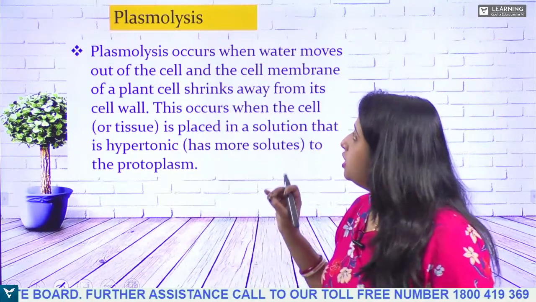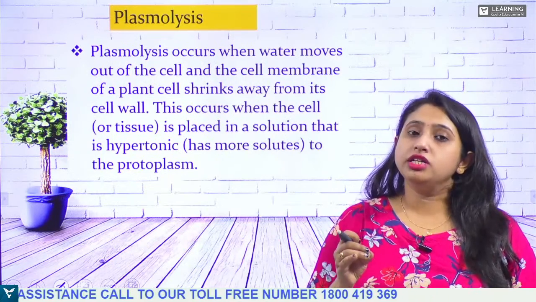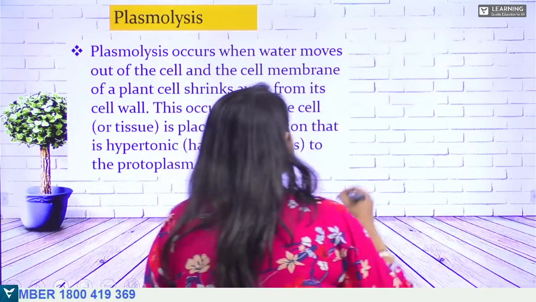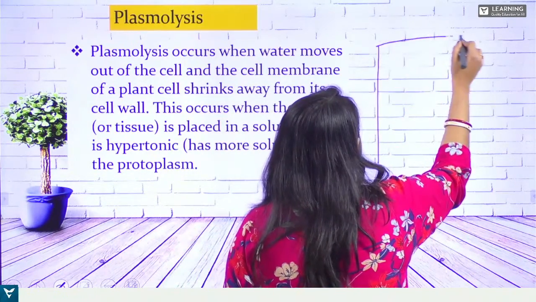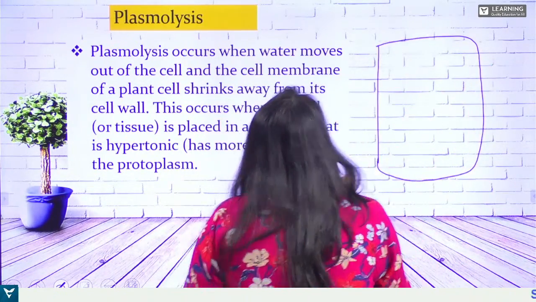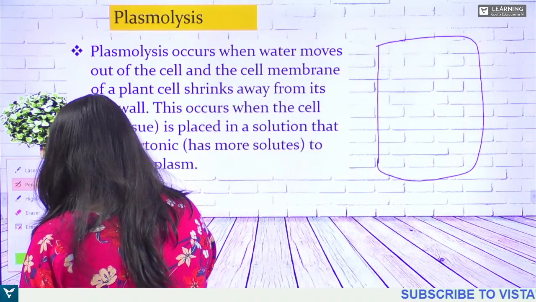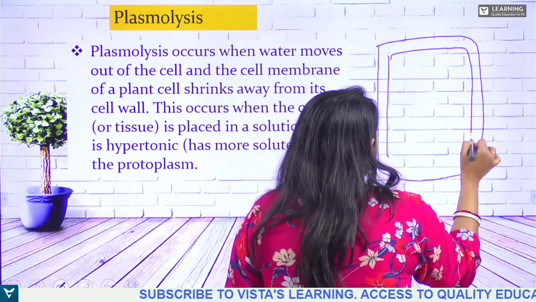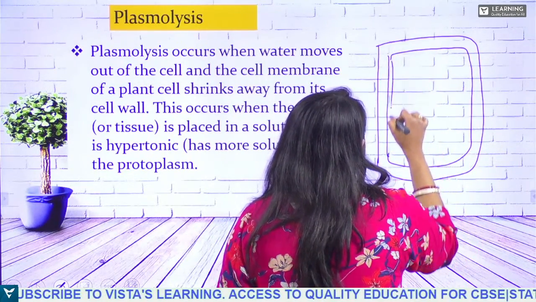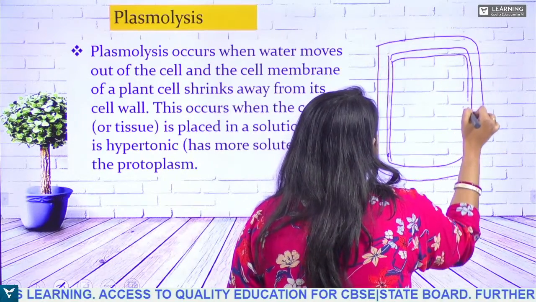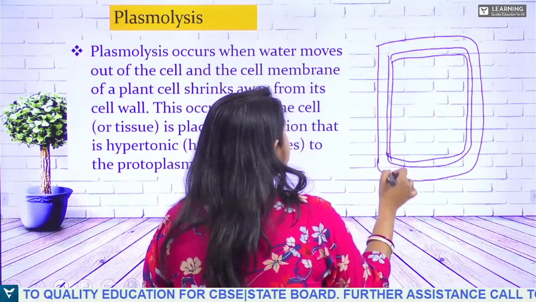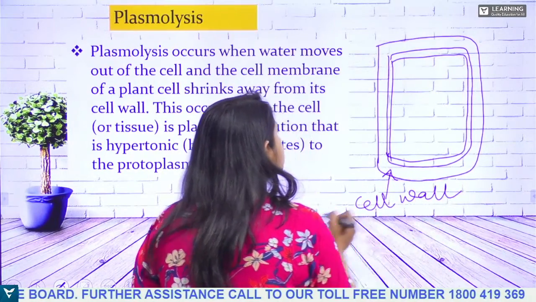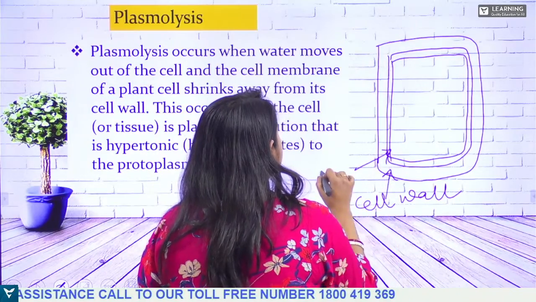Clear? Next, plasmolysis. The next topic we'll learn is plasmolysis. Now what is plasmolysis? For example, this is a plant cell. A plant cell has a cell wall. It also has a plasma membrane, right? So this is the cell wall. This is the plasma membrane.